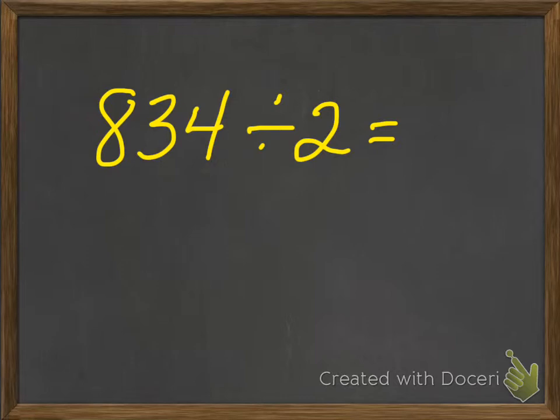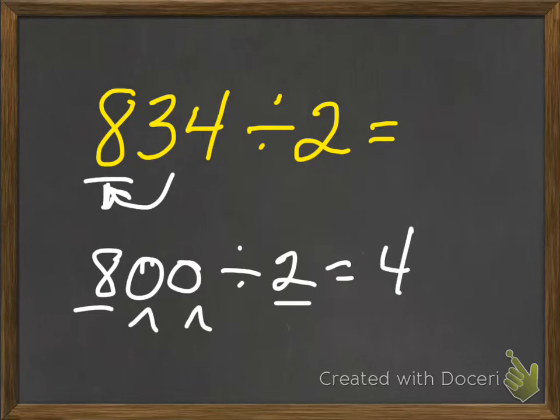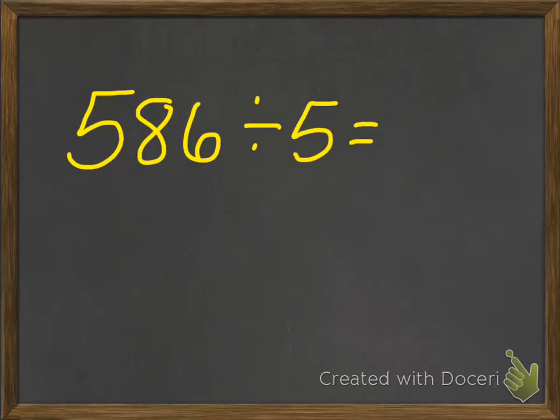Next one, 834 divided by 2. I'm going to round that to the nearest hundreds place, see if that's a good number for me to use. And I get 800 divided by 2. Okay, I underline the numbers that are not 0 first to find that fact family. 8 divided by 2 is 4, and then I tack on the 2 zeros, and I get 400. So 834 divided by 2 is about 400.